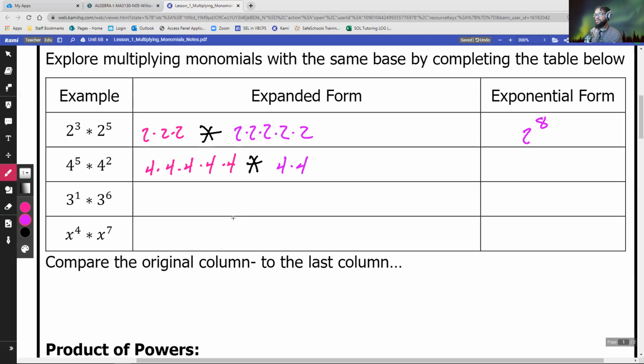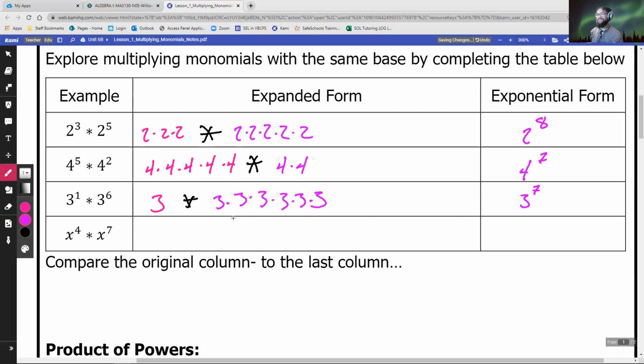1, 2, 3, 4, 5, 6, 7. So that's going to be 4 to the 7th. And let's do 3 now. We have 3 to the 1, which could just be written as 3, times 3 to the 6. 3 times 3 times 3 times 3 times 3 times 3. All right, so that's going to be 1, 2, 3, 4, 5, 6, 7. As an exponent form, that'll be 3 to the 7th.